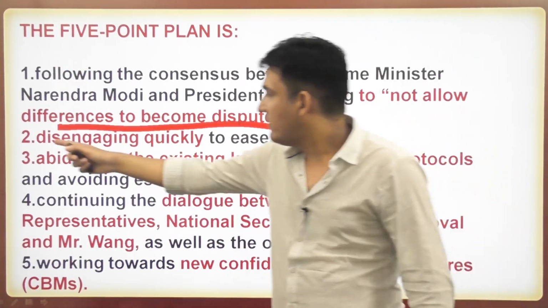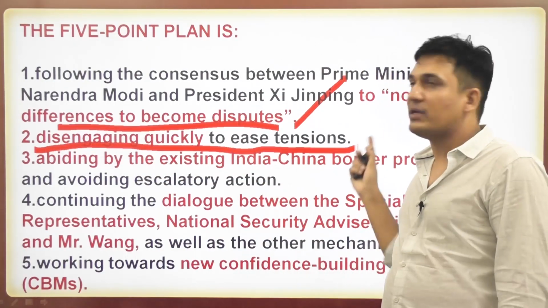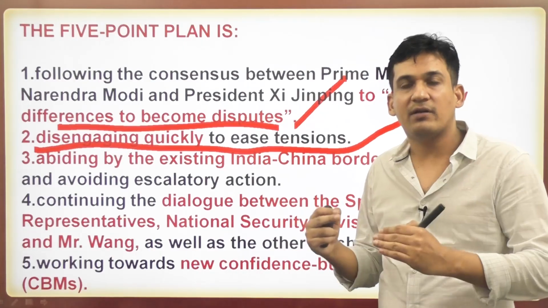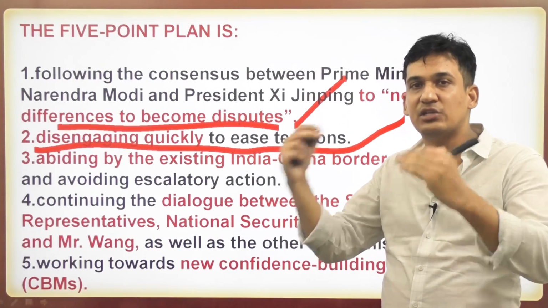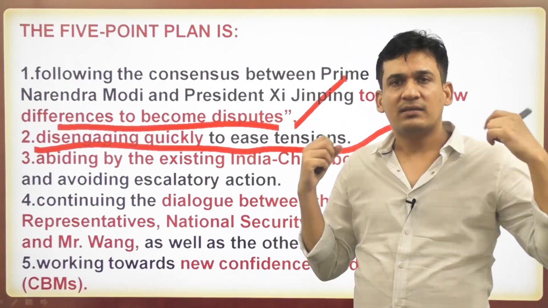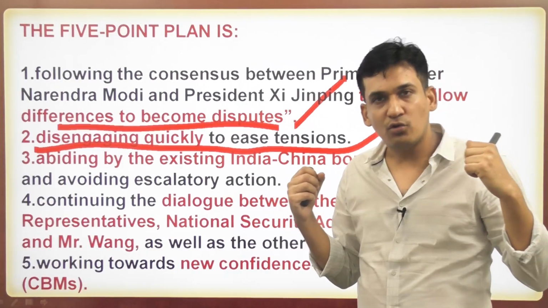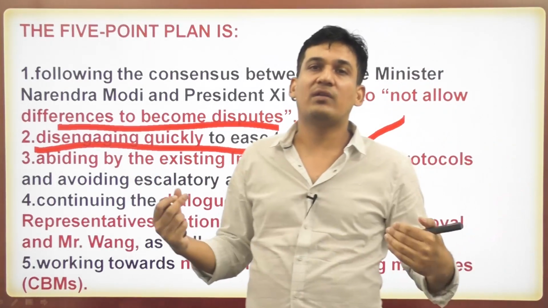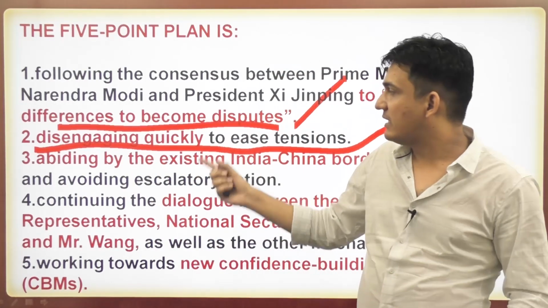Second thing, we must disengage quickly to ease tension. It's very important that we don't take forever, because if we keep on building tension, you never know what one country may do. So things like this should not only be avoided, but if they happen, should be fizzled out as quickly as possible. So we should disengage quickly.